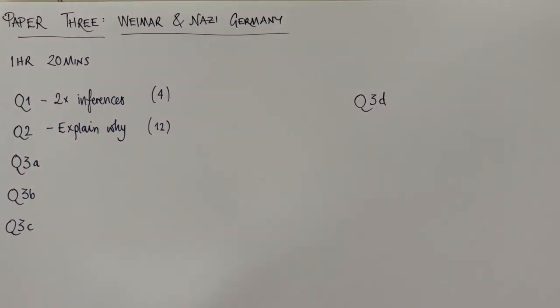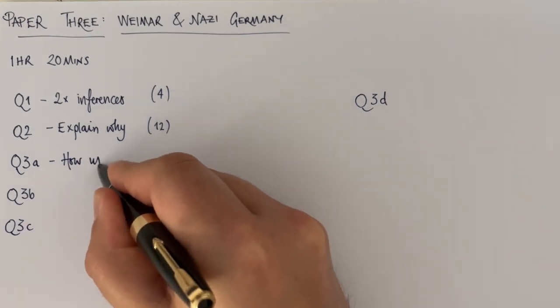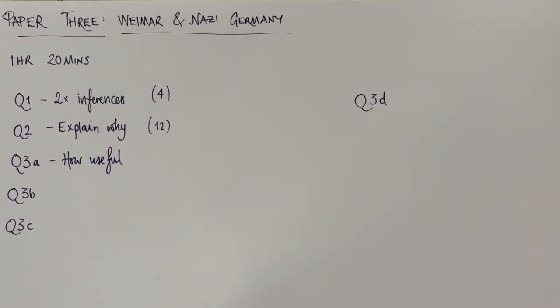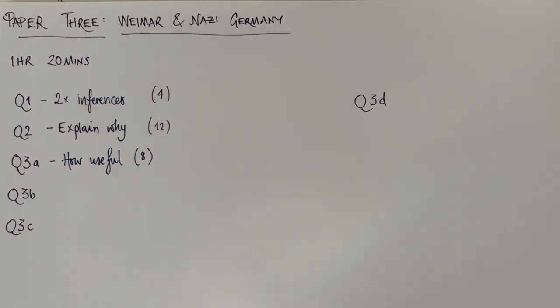Question 3A is again our how useful. Exactly the same approach and method as paper 1, in that you're going to be given 2 sources and your job is to work out how useful they are. Remember, we do not talk about how they are not useful. We are only talking about how they are useful.